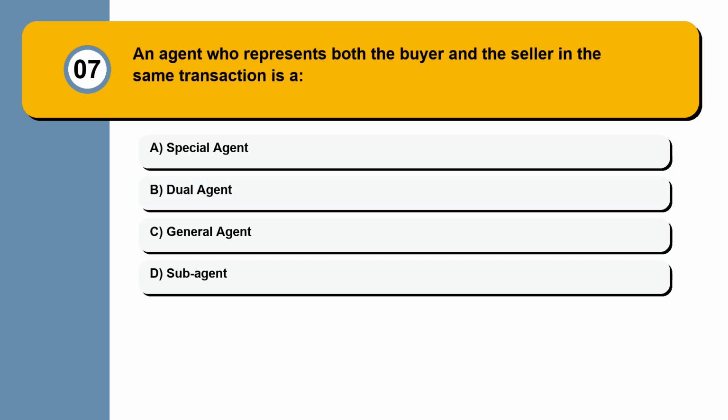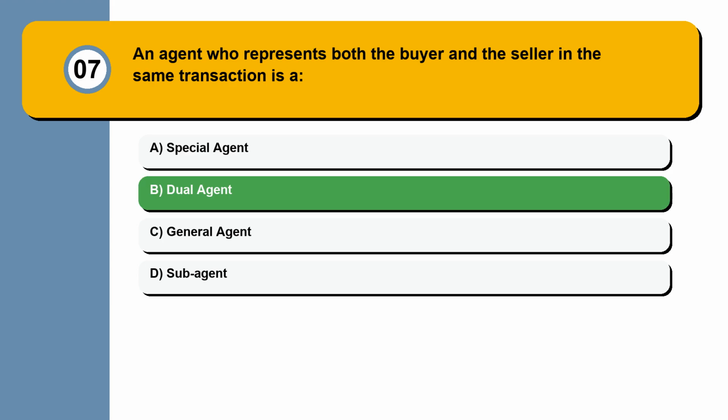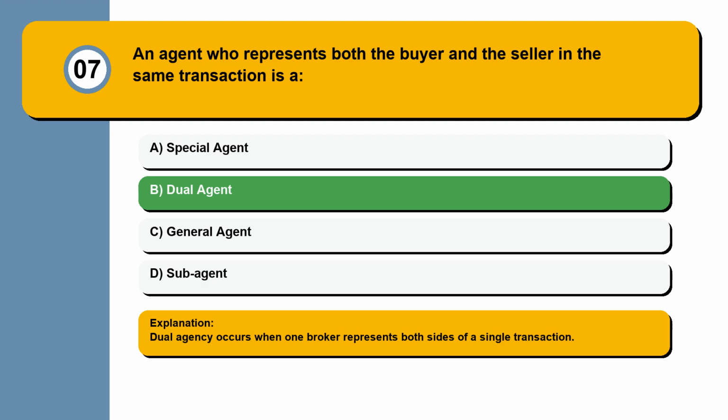Question 7. An agent who represents both the buyer and the seller in the same transaction is a special agent, dual agent, general agent, sub-agent. Dual agency occurs when one broker represents both sides of a single transaction.